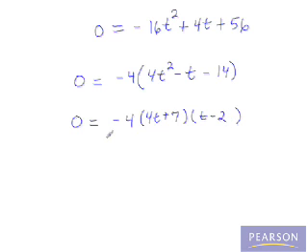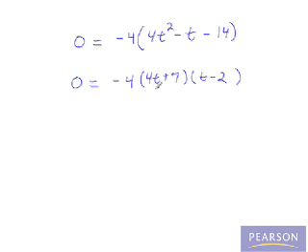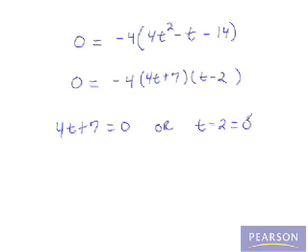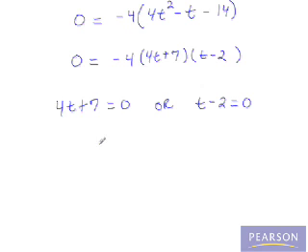And we'll go ahead and set each factor equal to 0. We will not set negative 4 equal to 0. However, 4t plus 7 could equal 0, or t minus 2 equals 0. And when we solve each of these equations, on the left we'll subtract 7 and divide by 4, giving us t equals negative 7/4, or adding 2 to both sides, t equals positive 2.